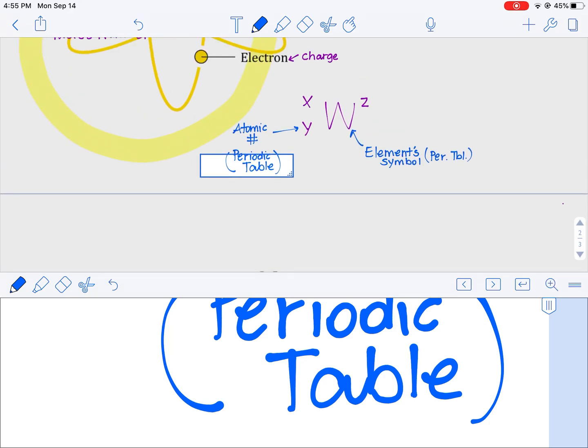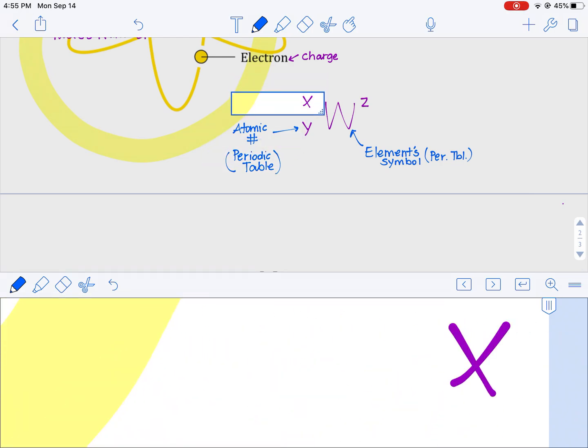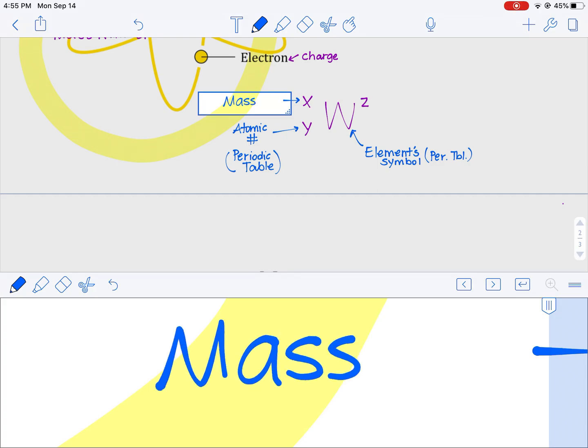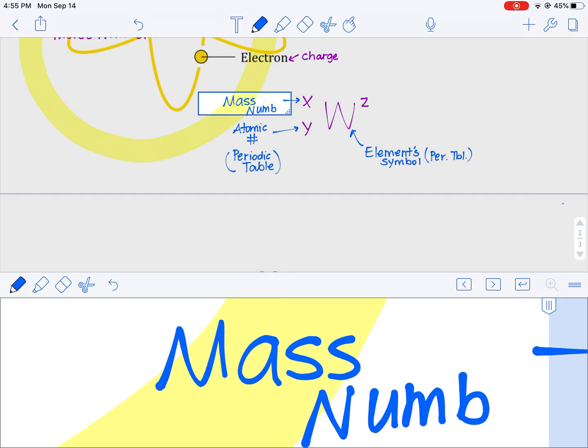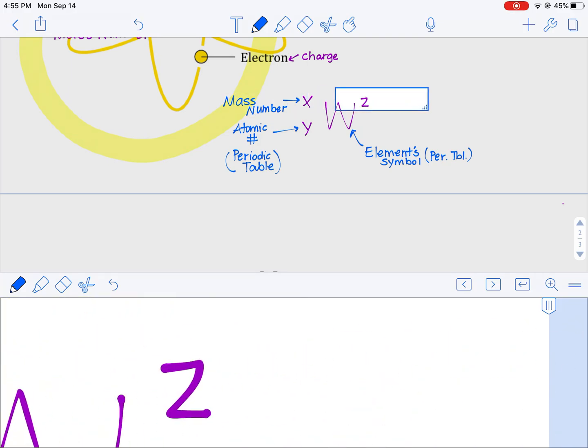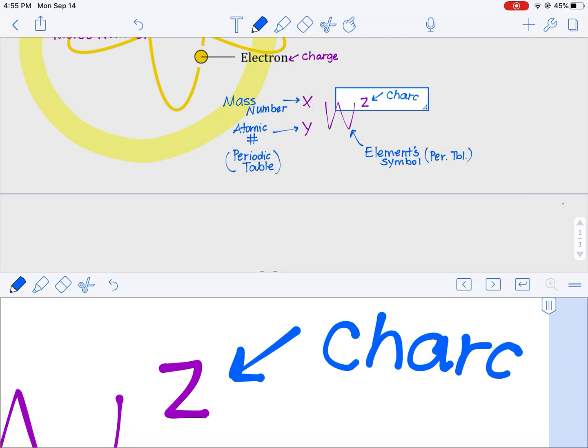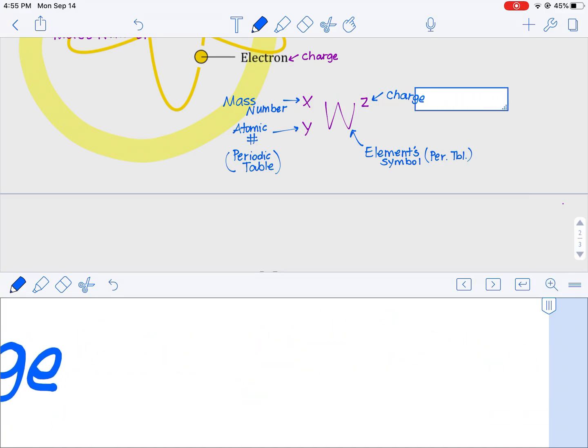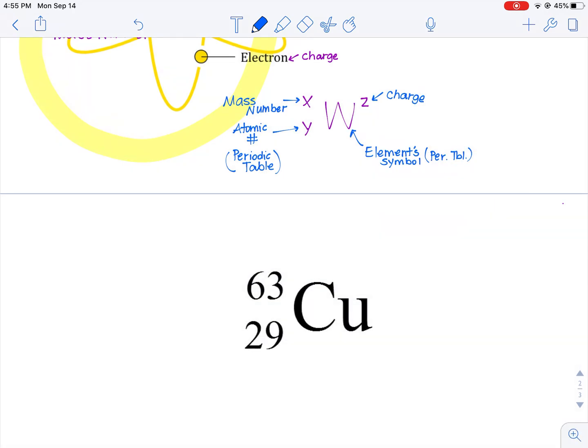So that leaves us with information in the X and the Z position. Information in the X is our mass number. That's going to tell us how massive the nucleus is, and that's really how our atoms are described, and I'll show you an example of it in just a moment. And finally, information in the Z position is information about the charge of the particle. So let's take this WXYZ notation and put it into use.